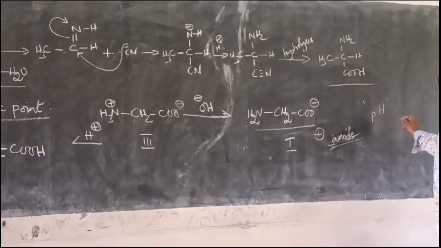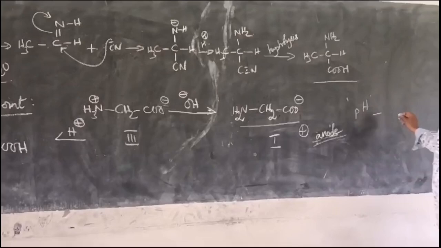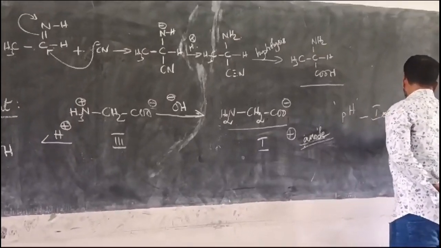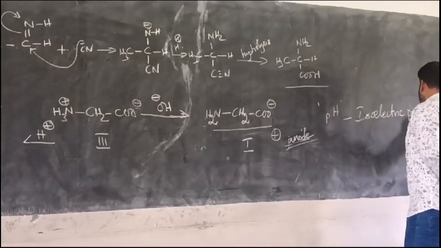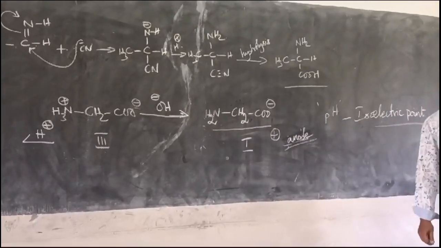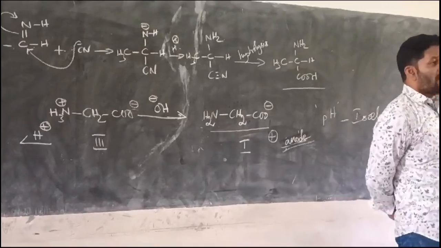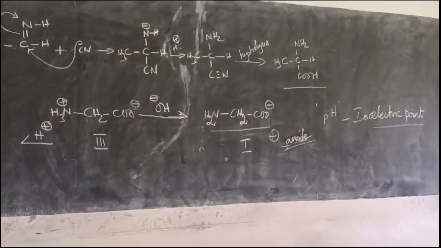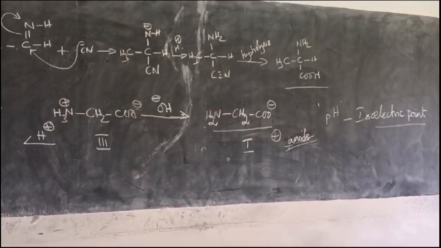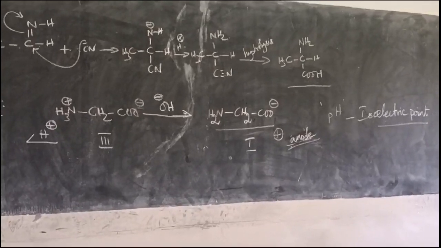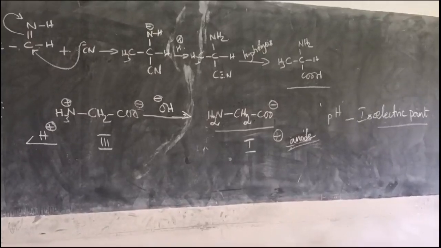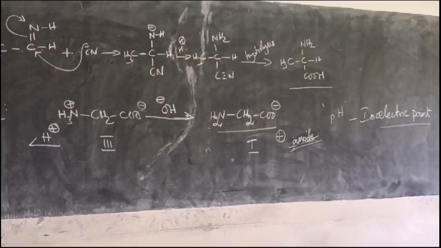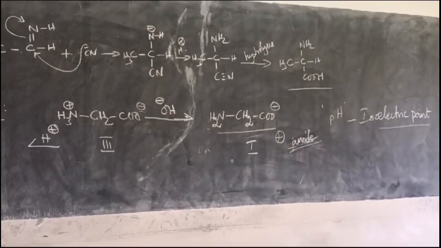So that particular pH is known as the isoelectric point. The isoelectric point is the pH of a particular amino acid at which there is no migration of the cationic and anionic amino acid species. This isoelectric point differs for each amino acid. Each amino acid has its own isoelectric point.